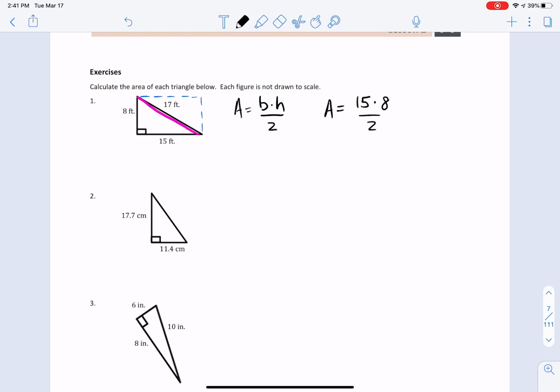Of course, go in order. My recommendation would be to go in order and just multiply the top out. You get 15 times 8, which is 120.